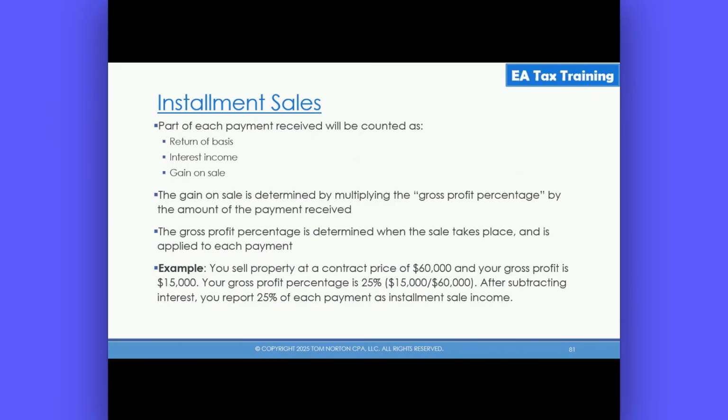After subtracting interest, you're going to report 25% of each payment as installment sale income. Don't worry about how you compute the interest. You don't need to know that for the exam. Just know that after you do subtract that interest, 25% of each payment is going to be treated as installment sale income because 25% is your gross profit percentage in this particular example.